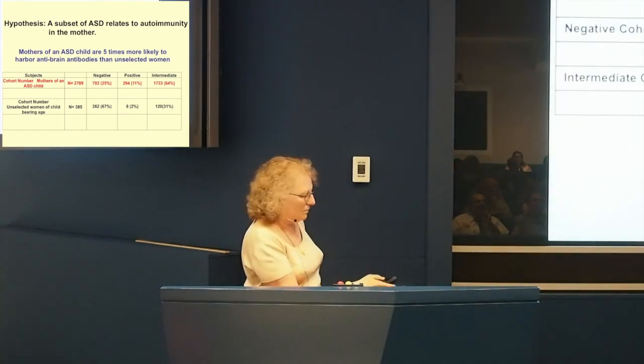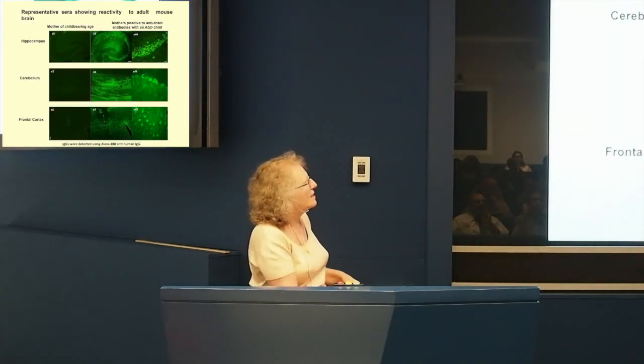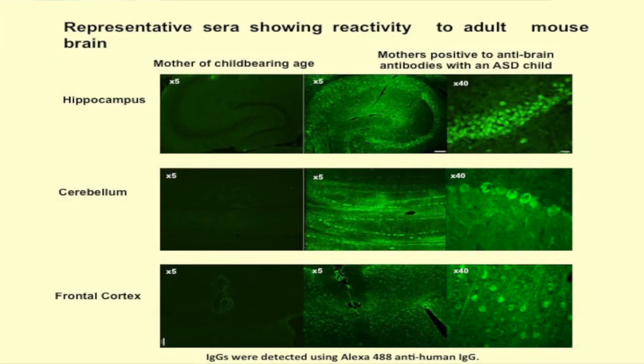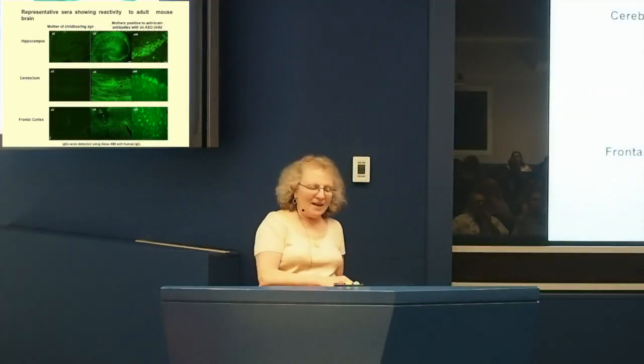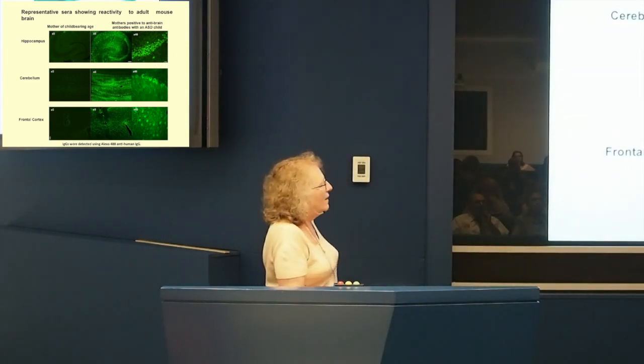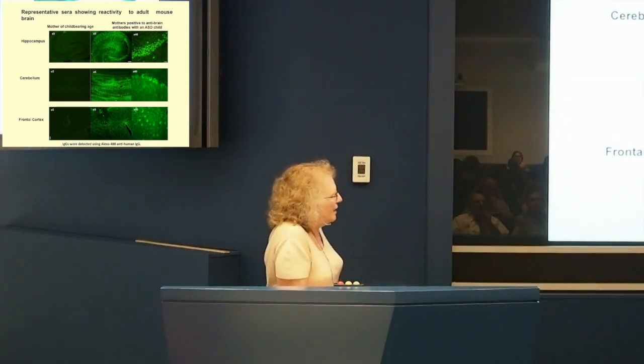I just want to show you our assay is a histologic assay. This is a negative serum. These are positive sera. And then there are some sera that show some pale green without the definition of binding neurons, which we called intermediate.